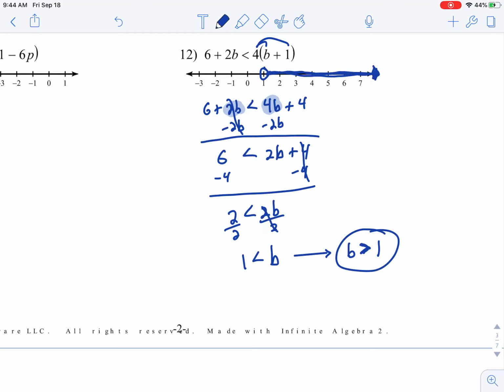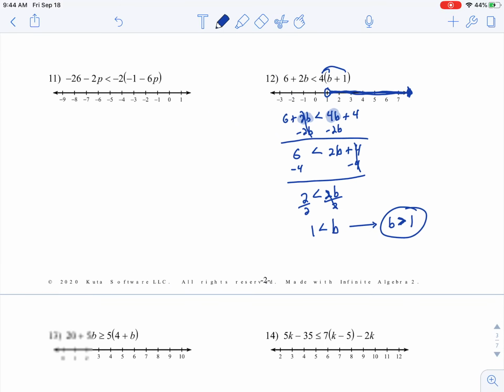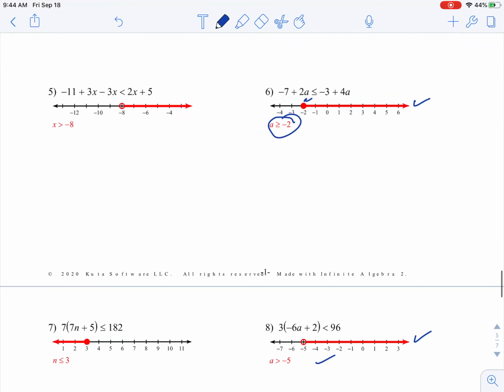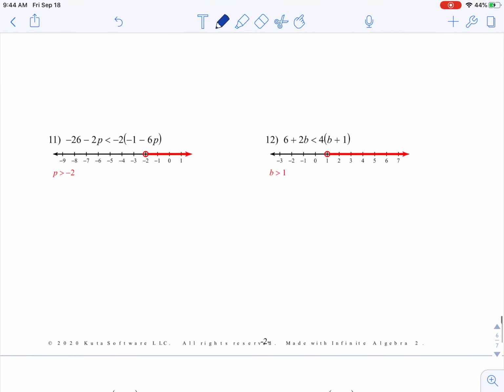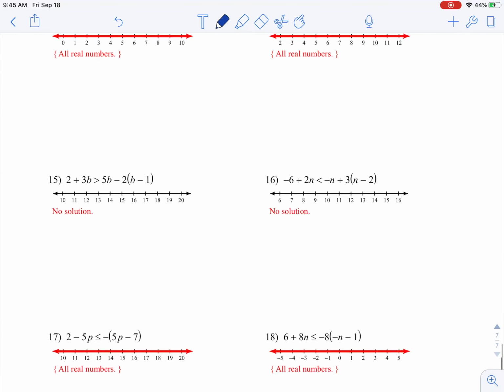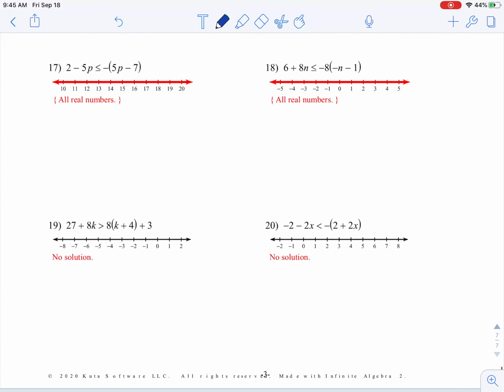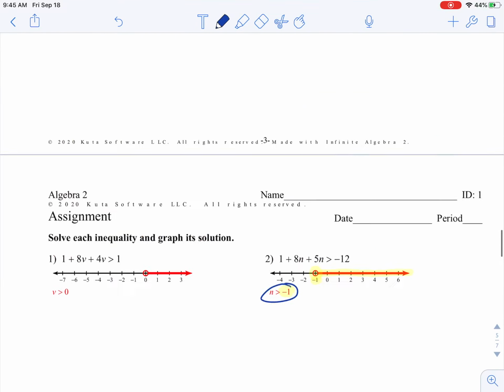Point or a dot. What am I thinking? A dot or a circle? No equal sign means a circle. All right, let's check number 12. And yeah, that checks out. Everything looks good. Okay, let's look at this. All real numbers, no solution, no solution, all real numbers, crazy town.